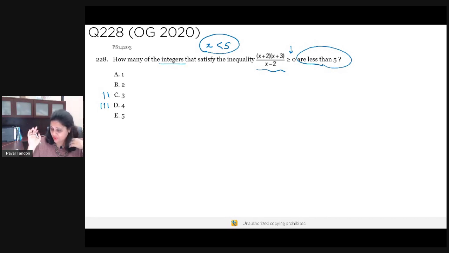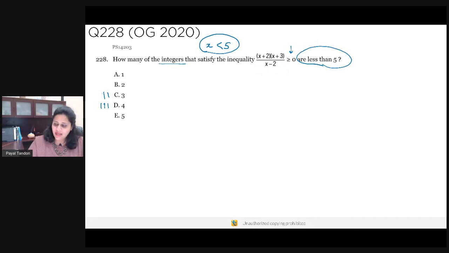The first thing I have to do is put my pen down and just observe it. x plus 2 into x plus 3 divided by x minus 2 is greater than or equal to 0. Now we are used to solving linear inequalities, we're used to solving quadratic inequalities, but this doesn't fall in either of those two categories, right? So I need to bring it in a form that I can approach, right?